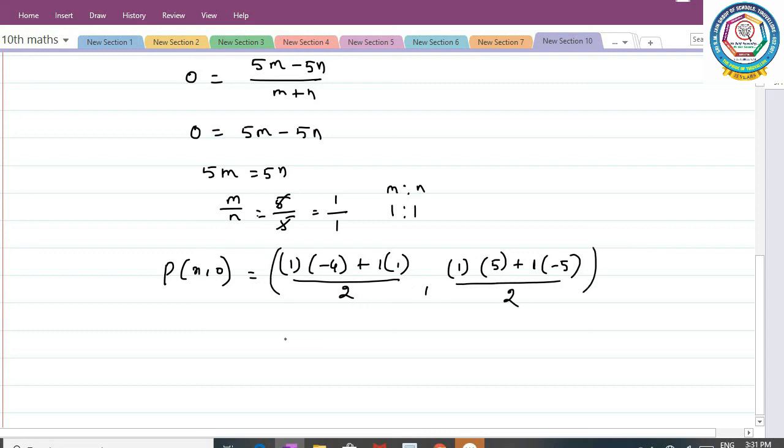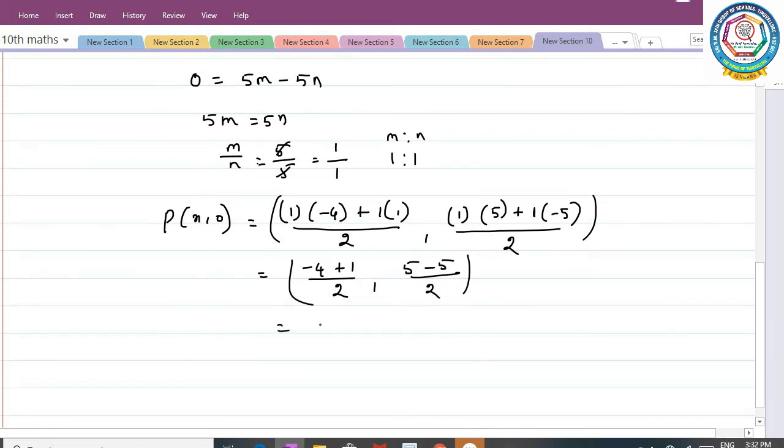Then you have to simplify. That is minus 4 plus 1, 1 ones are 1, by 2, comma 1 fives are 5. Here also 1 fives are 5, minus is there. So minus 5 by 2. If you simplify this one, minus 3 by 2, comma minus 5 plus 5, 0. 0 by anything is 0. Therefore, the required point P of x comma 0 is minus 3 by 2 comma 0.